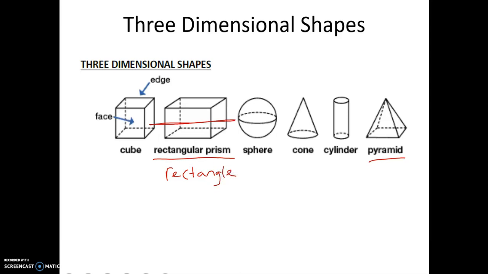In a pyramid, same thing. If we sliced it parallel to the base, it would depend. If it was a square pyramid, it would be a square, and if it was a rectangular pyramid, it would be a rectangle, just depending on whatever the shape is. And so that's our two-dimensional shape that happens when it is sliced, just called a cross section.